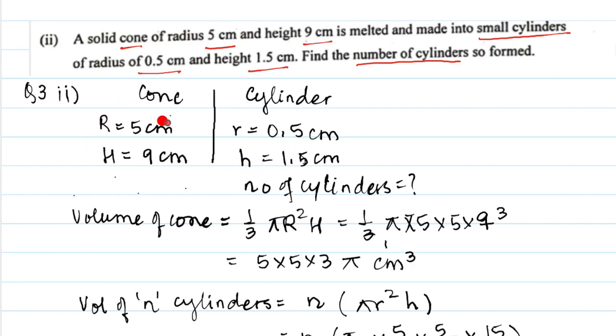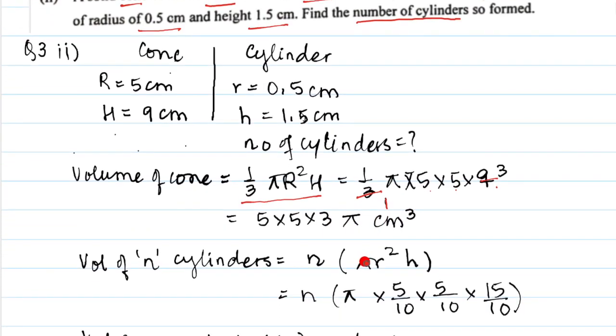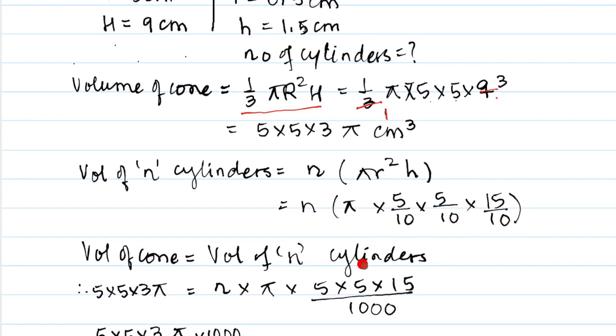The volume of the cone and the volume of n number of small cylinders will be the same because the material is the same. So for the volume of the cone, we write the formula 1/3 pi r square h. That will be 1/3 pi into 5 into 5 into 9. Now we cancel 3 ones and 3 threes. So we will have 5 into 5 into 3 pi centimeter cubes. No need to substitute the value of pi because then the calculations become easier.